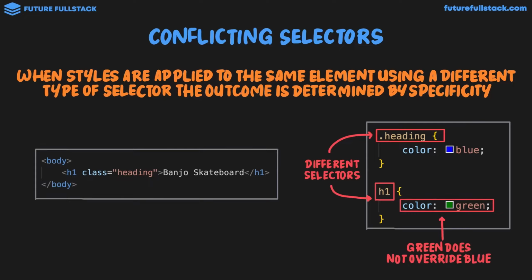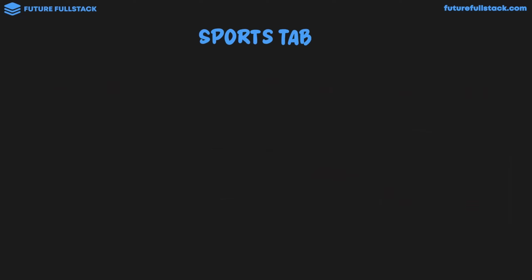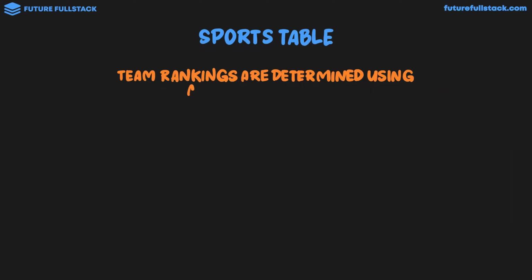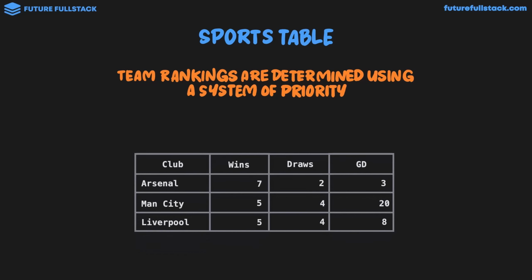Now, to understand specificity, we're going to be looking at sports tables. In a sports table, team rankings are determined using a system of priority. I'm going to be looking at the English Premier League. Currently, Arsenal is in first place, Man City in second place, and Liverpool in third place. The rankings of the teams are determined by things like wins, draws, and goal difference, where as we move from the left to the right, the numbers have a lower priority, where as we know a win is more substantial than a draw, and a draw is more substantial than goal difference.